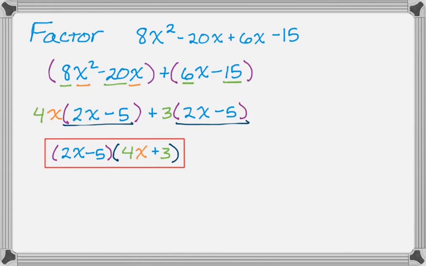But that doesn't matter, right? Because multiplication doesn't depend on the order in which you do it. So it works either way. And anyway, that's factoring by grouping, which is really just greatest common factoring over and over and over again.